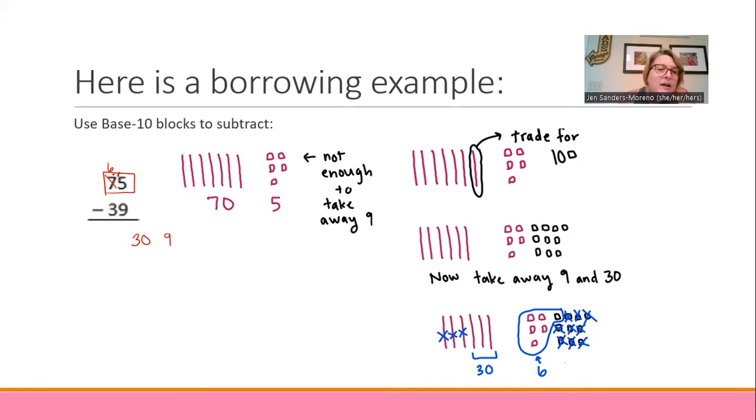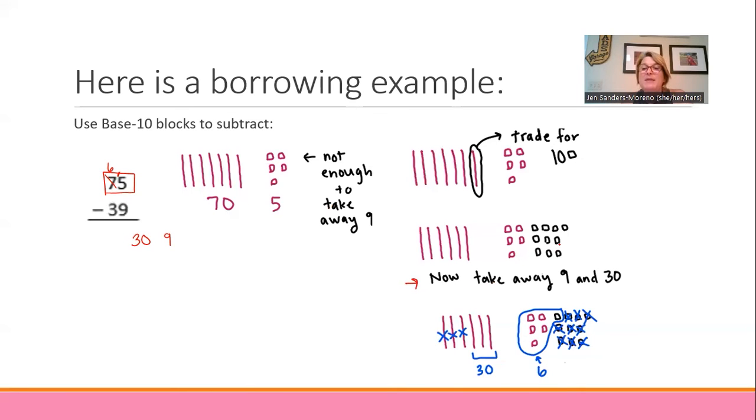I want you to come over here. Remember our borrowing? We now have 6 sticks. So that 7 became a 6, and we now have 15 instead of 5. This is showing that trade: I didn't have enough, so we had to trade 1 of these for 10 of these. Once you make that trade, we can now take away. So now we can go ahead, as you can see right here, and take away.